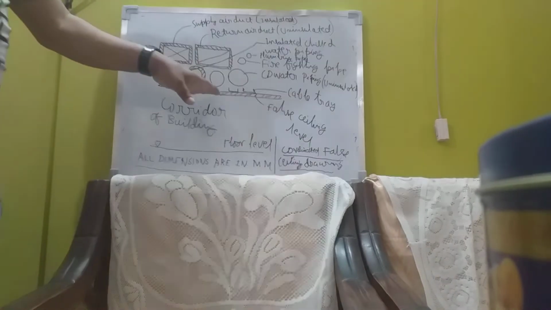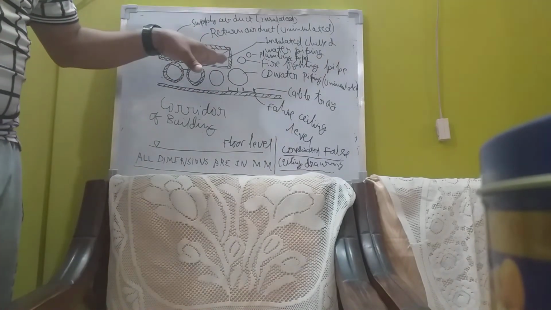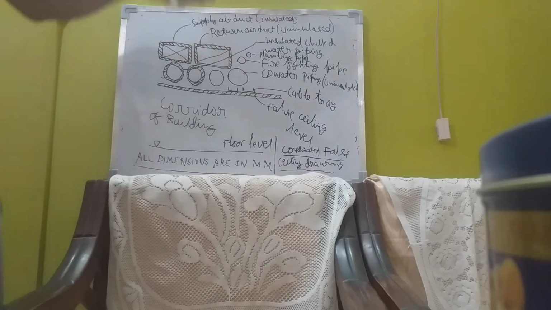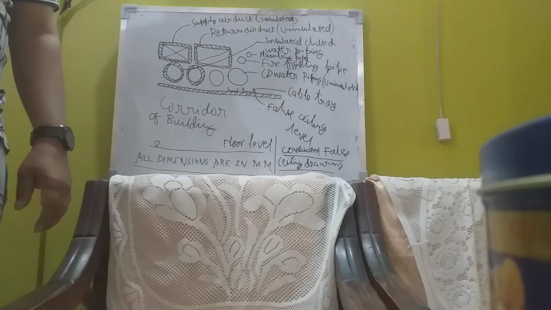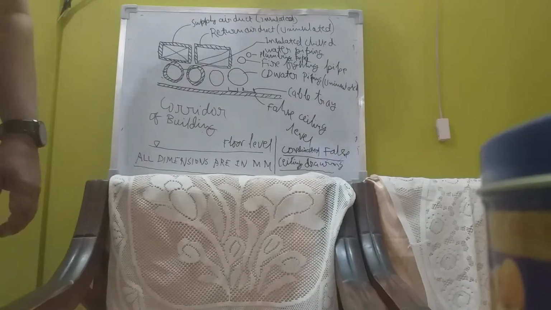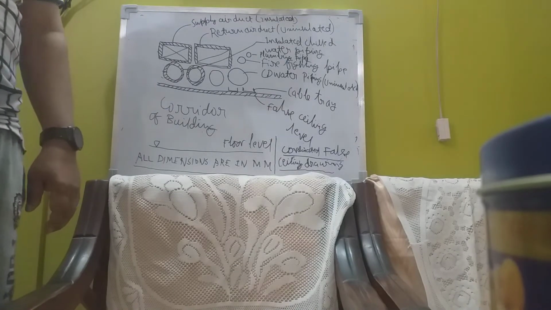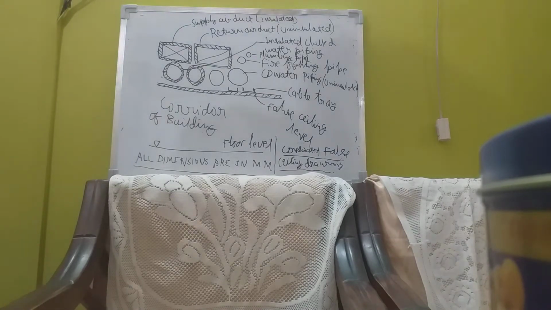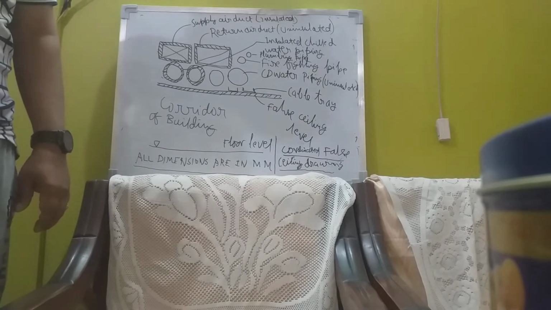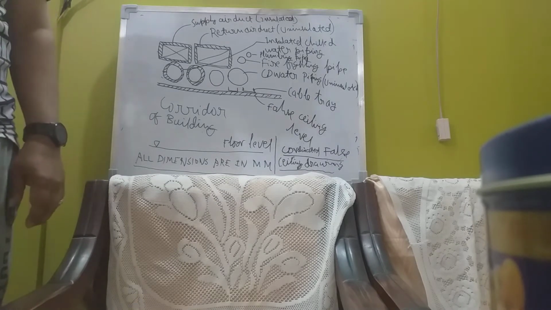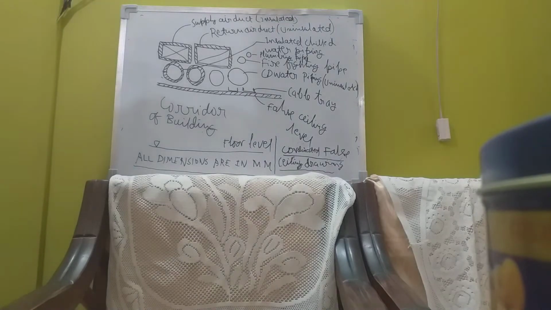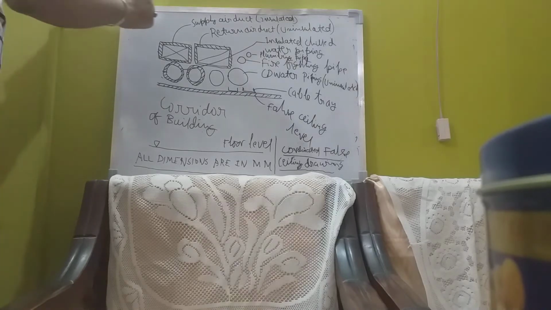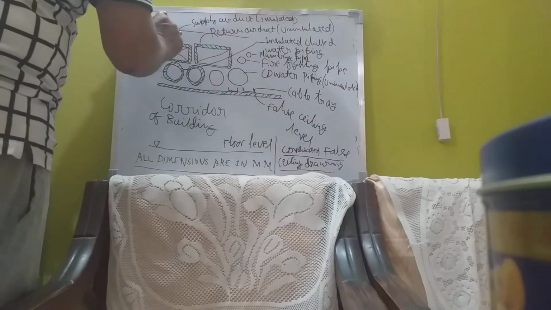Now, corridor is the place where all the services run above the false ceiling. Now, your first question will be, what is false ceiling? False ceiling is to cover the cement concrete on the top. A designed fabricated sheet of false ceiling is generally made below the top level. A designated false ceiling is made.